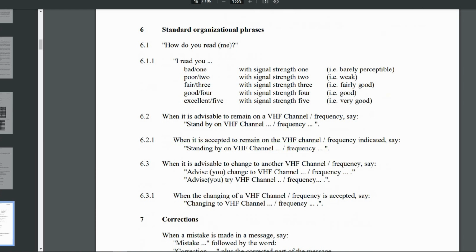6.3 When it is advisable to change to another VHF channel or frequency, say: advise you change to VHF channel, or advise you change to frequency, or advise you try VHF channel, or advise you try frequency. 6.3.1 When the changing of a VHF channel or frequency is accepted, say: changing to VHF channel, or changing to frequency.